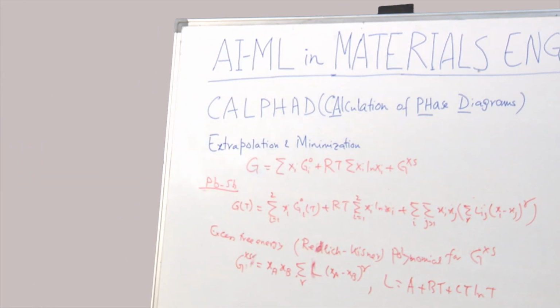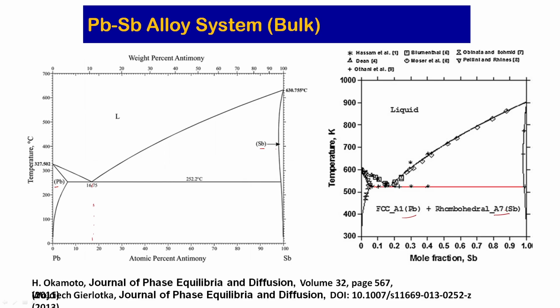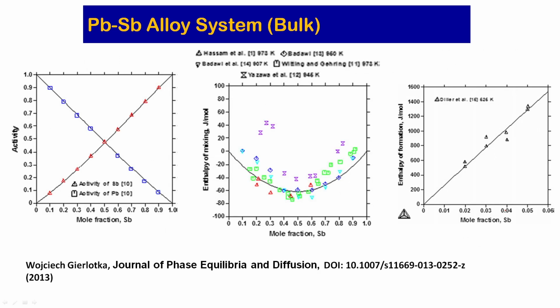With this you can model this phase diagram easily, and as you know here there is an FCC phase, lead, rhombohedral antimony. In this paper, from Giolotka et al., they have even calculated the activities as a function of mole fraction of antimony. They more or less follow straight lines, that is Raoult's law. Enthalpy of mixing as well as entropy of formation, all of these they have calculated. That is how a phase diagram is actually calculated or obtained.